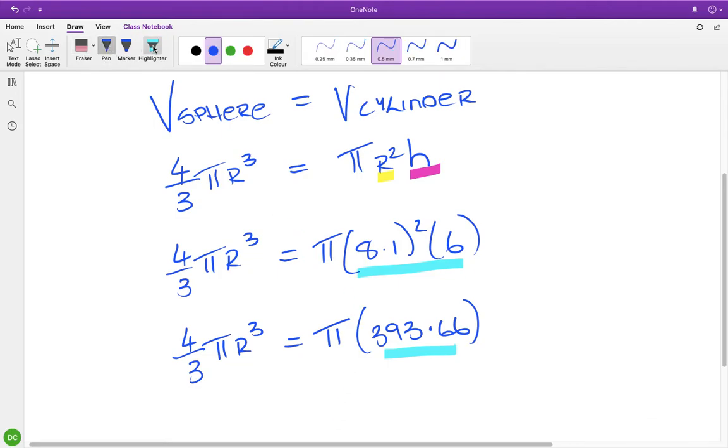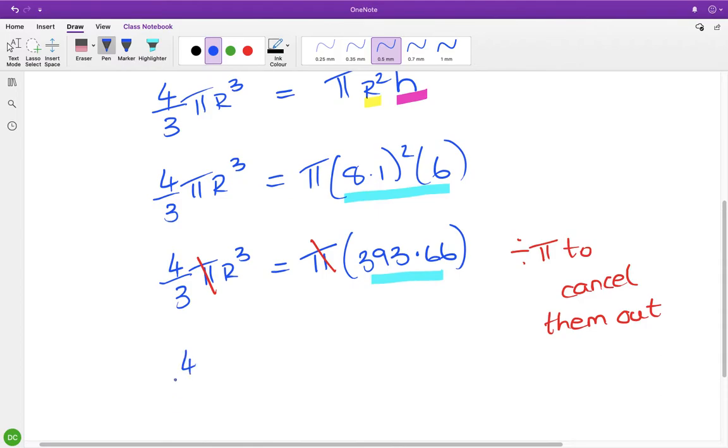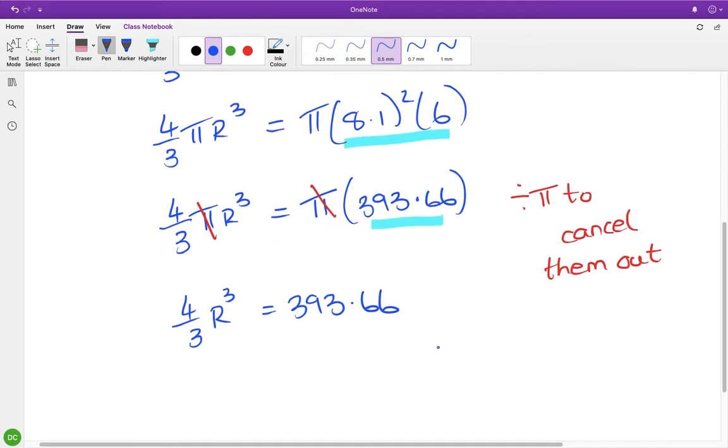Then I have a pi on both sides of the equation, so I can divide by pi and that will cancel them out. If I divide this side by pi, I lose the pi, and divide this side by pi, I lose the pi. So the pi's are gone. That's why it's handy to keep them if you can, because they just cancel out. So now I have 4/3, pi is gone, so r cubed equals 393.66. I'm trying to get r.